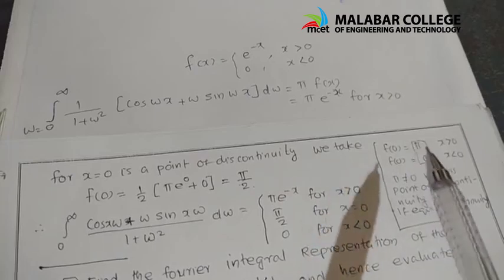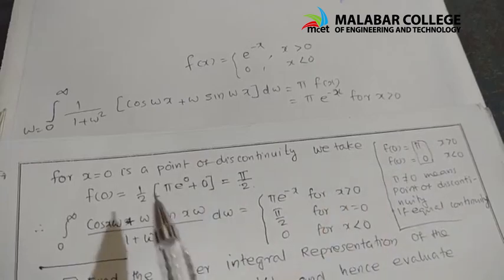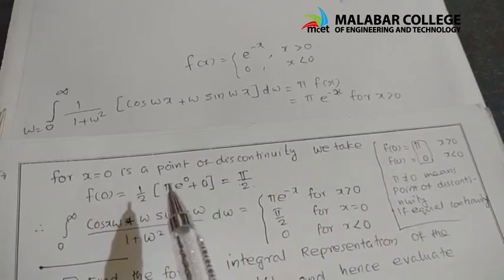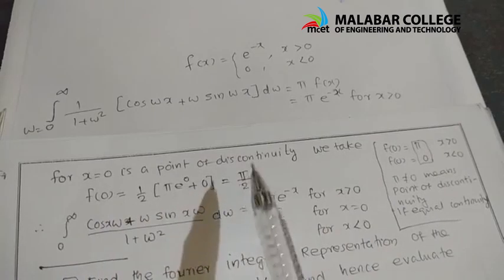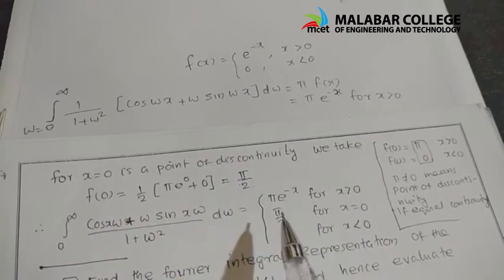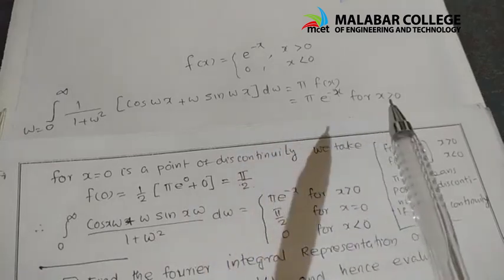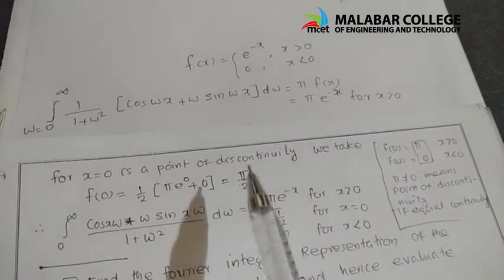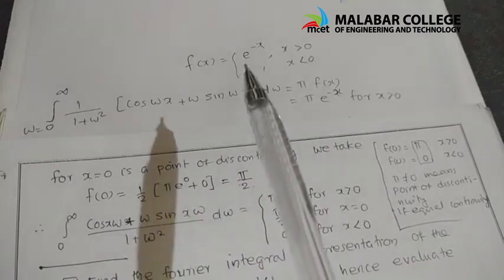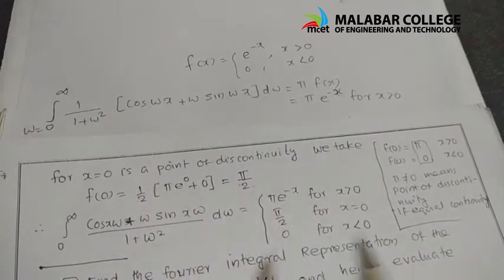Pi and 0 we have, pi plus 0 divided by 2 will come, so 1 by 2 into pi plus 0, which is pi by 2 here. At x equal to 0 we have pi by 2. So we will get three values. One is pi e raised to minus x for x greater than 0. The second value is pi by 2. The third value is 0 for x less than 0.